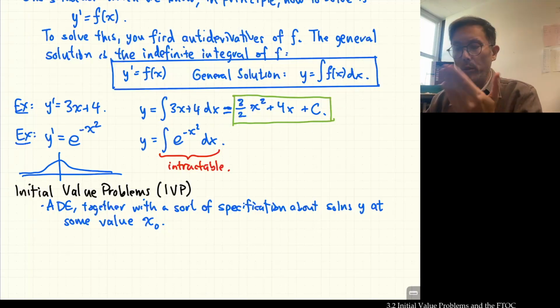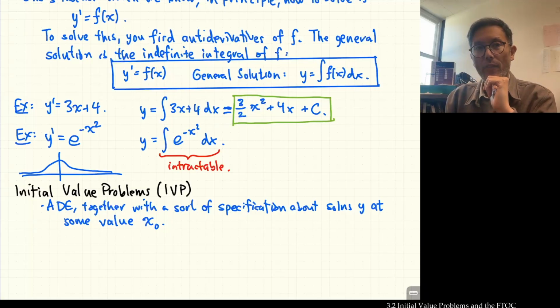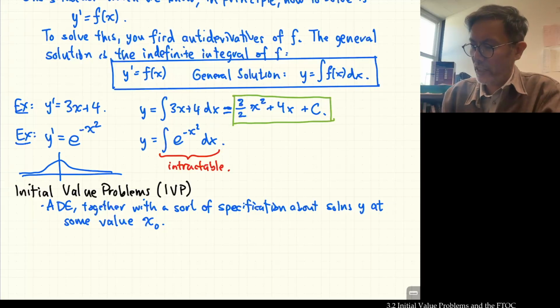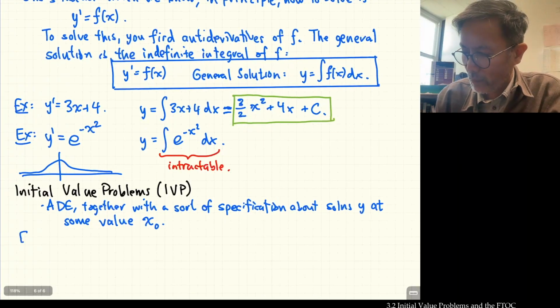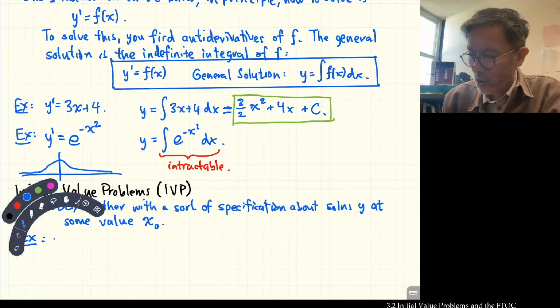And what we want to do is figure out a solution which not only satisfies the differential equation, but also meets these additional specifications. So let me give you a very concrete example. Suppose that we're given this same differential equation that we had earlier, y prime equals 3x plus 4.